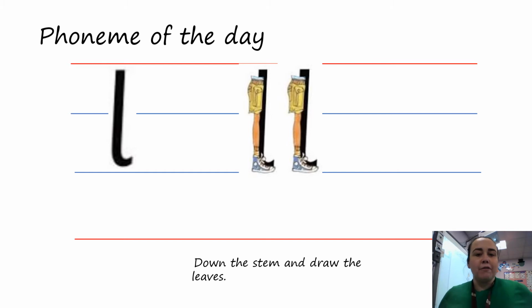Okay, and for our phoneme of the day, can you remember the phoneme that we are learning is all. My turn. All. Your turn. My turn. All. Your turn. Now remember, we have all, a short all, which is a phoneme on its own, and then we have our digraph all, which makes a longer sound and has 2 letters that make one sound, all.